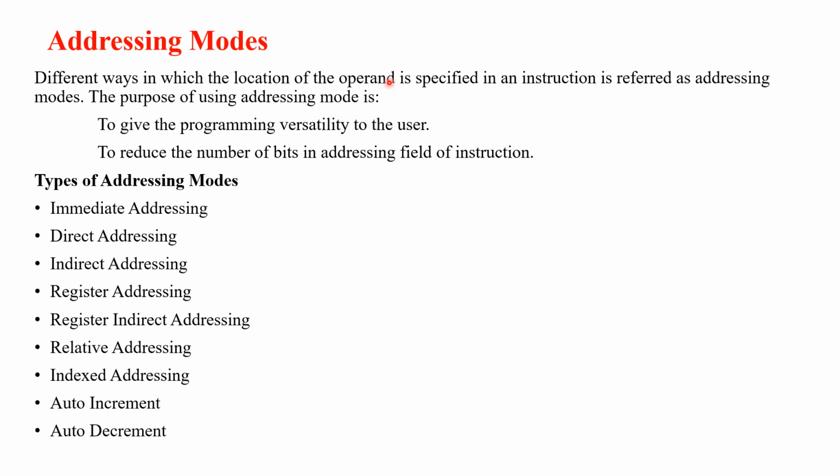Why are addressing modes used? Addressing modes allow programmers to work with the data in different ways. For example, accessing data from registers, memory, or even immediate values. This flexibility helps in writing efficient and varied programs. Reducing the number of bits in an instruction: by using different addressing modes, an instruction can use fewer bits to represent where the data is located, optimizing the memory usage and making instructions shorter.